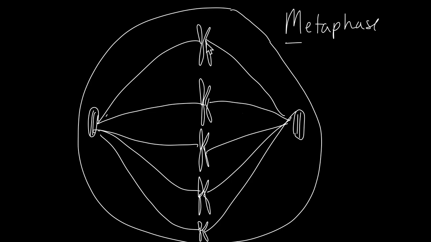At this point, the spindle fibers are attached. They're lined up at an equatorial region. This is called metaphase. Meta means middle. And this right here is our metaphase plate. Our centrioles are on either side in an animal cell. A plant cell does not have these centrioles. Instead, the spindle fiber will be anchored to the cell wall. But the chromosomes are lined up in the middle.